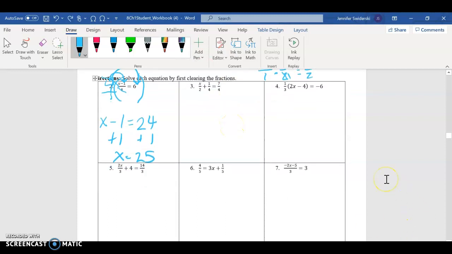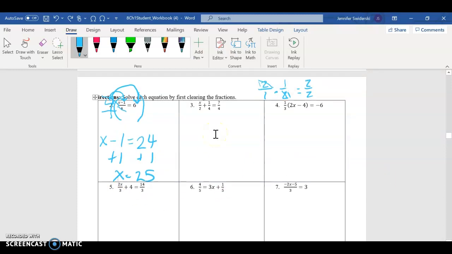Let's go ahead and try number 3. Looking at this, first thing we need to do is put parentheses around everything. Now there's a couple different denominators in here. What are my denominators in this problem? Well, I've got a 2, a 4, and a 4. We're going to explain why in class, but you're going to want to use the bigger denominator here. So we're going to multiply this whole problem by 4, and I like to draw in my arrows so I remember to multiply everything in there by 4.